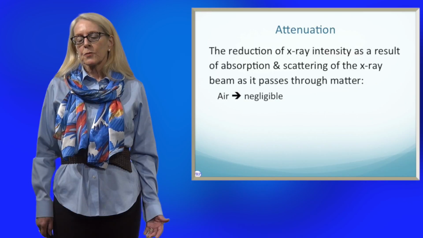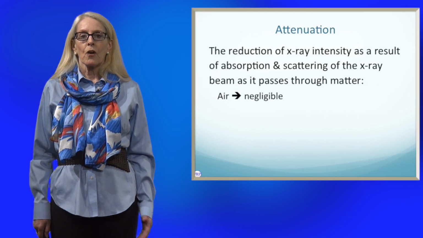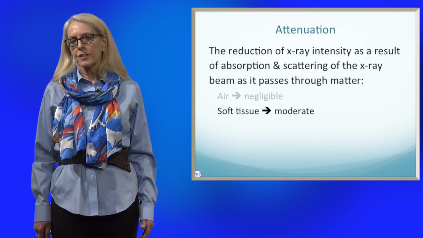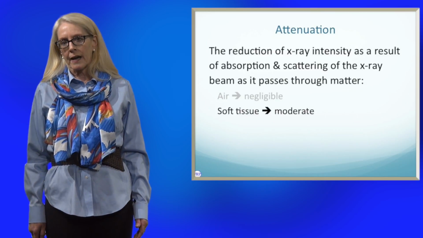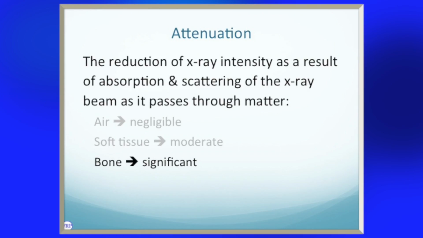When the beam goes through air, there's very little interaction at all. So it goes basically straight through. With soft tissue, you see more interaction and you're going to see scatter. With bone, we tend to see more absorption than we do interaction.